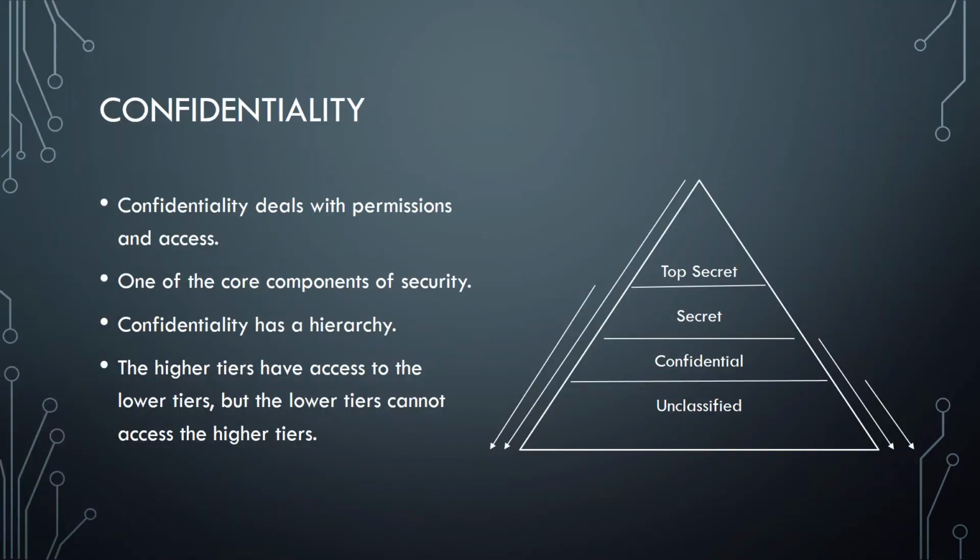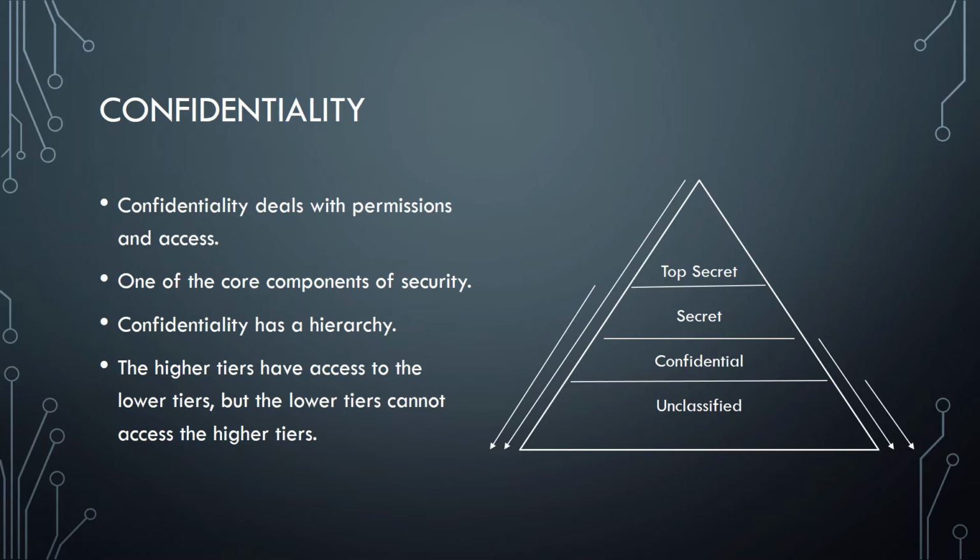The second component of security is confidentiality. Confidentiality deals with permissions and access. To simplify this statement, I will say that there are different categories of people. These different categories have access to different files, and some of these files are more important than others. Not everyone should have the same permission or access to the same things. Confidentiality is a core component of security.